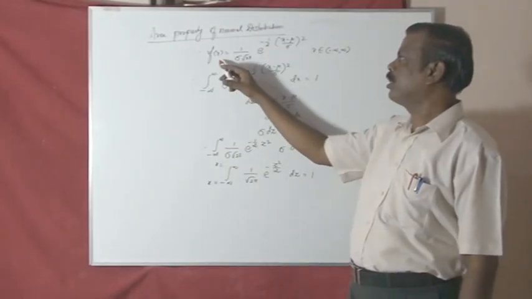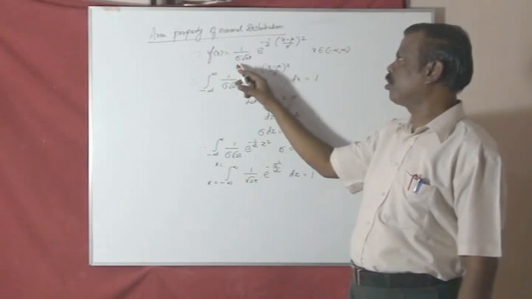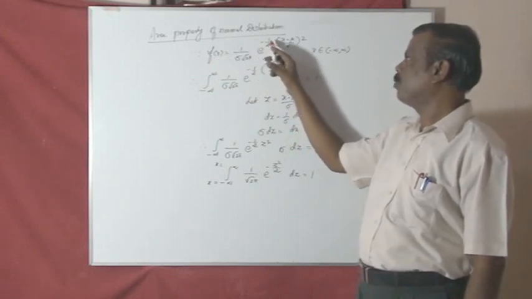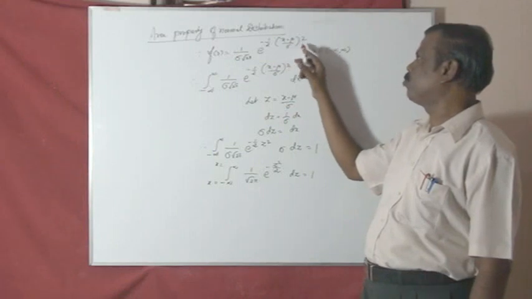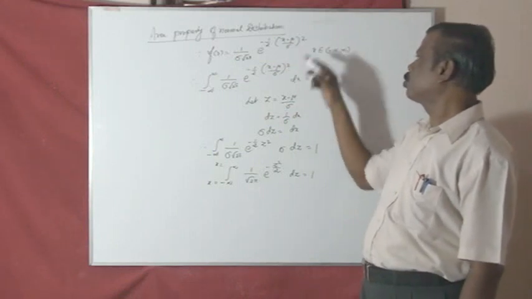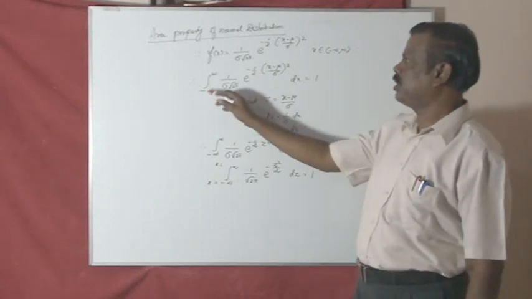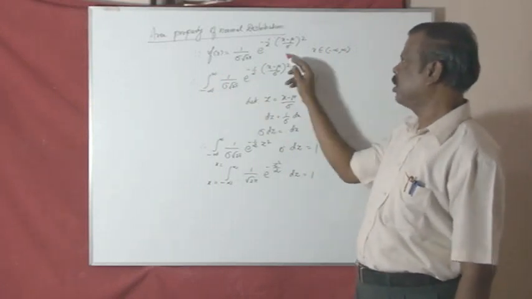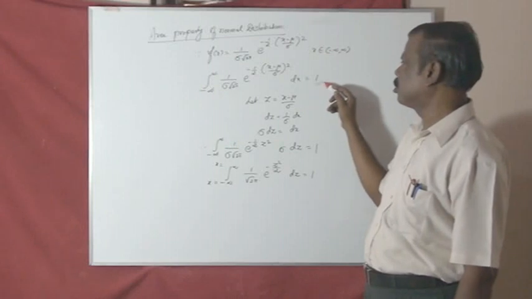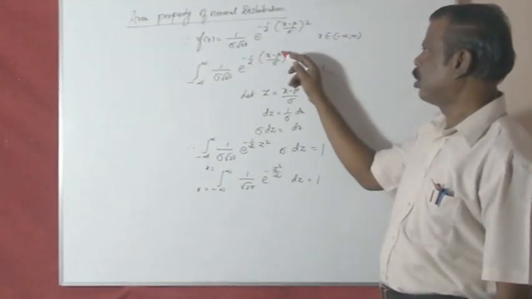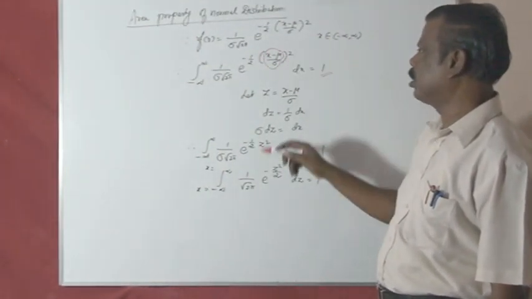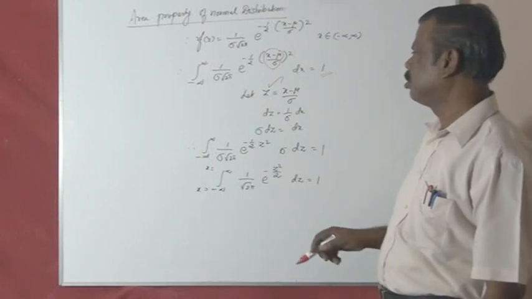The probability density function is f of x is equal to 1 by sigma root 2 pi e power minus 1 by 2 (x minus mu by sigma) the whole square, where x belongs to minus infinity to plus infinity. Therefore, the integral from minus infinity to plus infinity of f of x dx is equal to 1, because the total probability is 1. The area under the normal curve is 1 square unit. Now we are assuming that (x minus mu) by sigma is z.